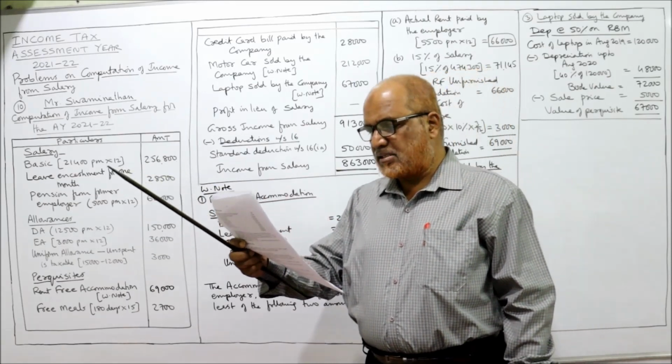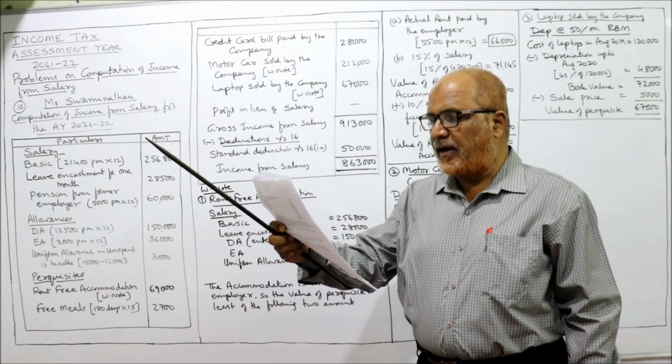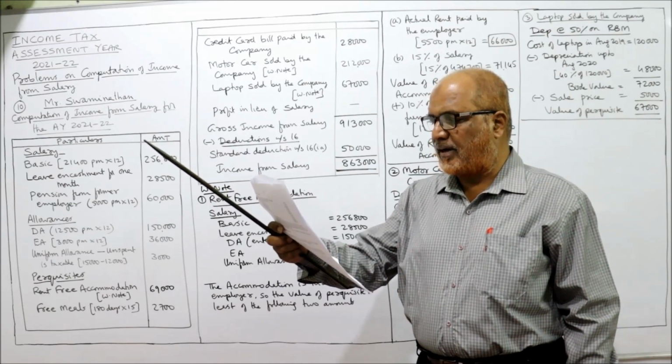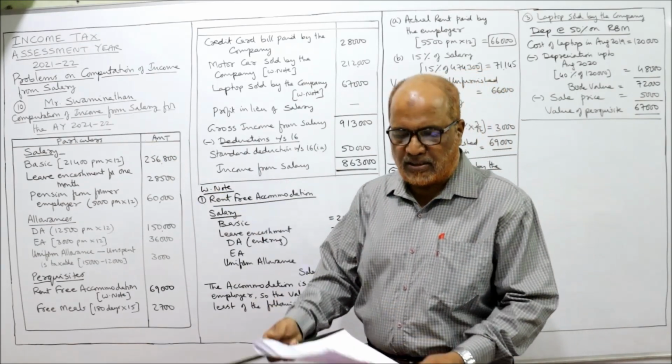Next point is, he is provided with the following: rent-free accommodation, rent paid by the employer on this house is 5,500 per month, and the cost of furniture provided for 3 months is 1,20,000.